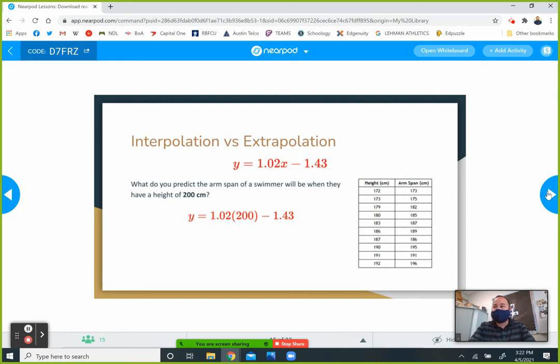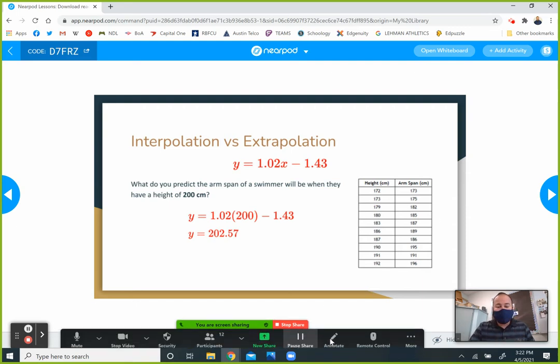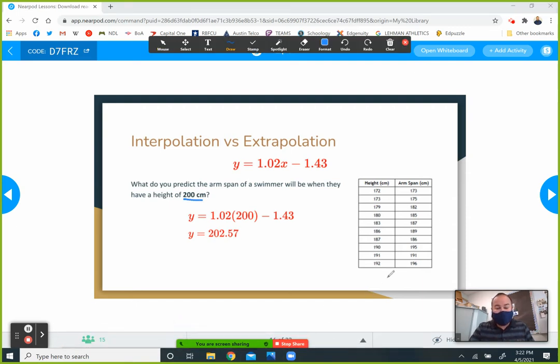What'd you get? 202.57. There you go, 202.57. What's different about this estimation this time, though? Where did 200 land? Is 200 within our data this time? No, it's outside of our range of data.